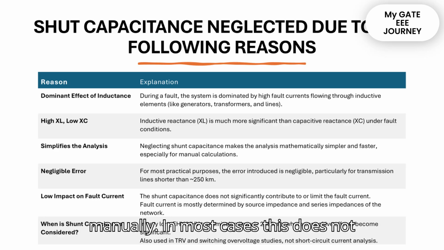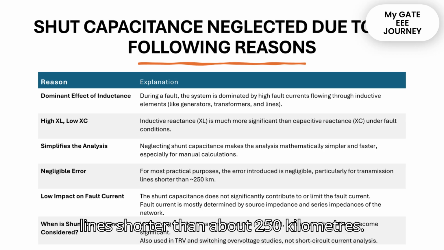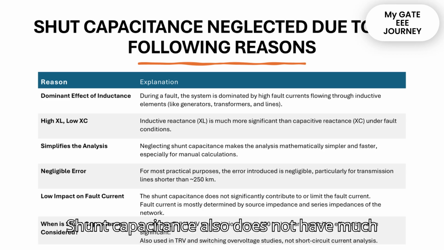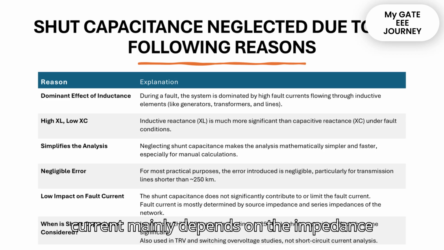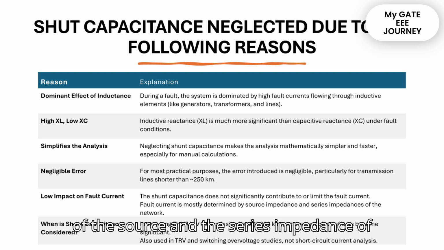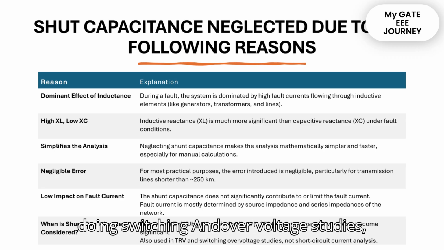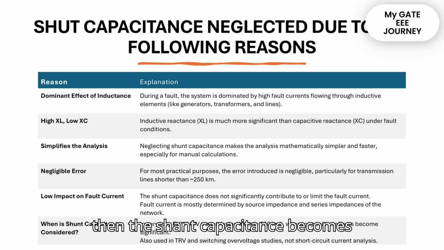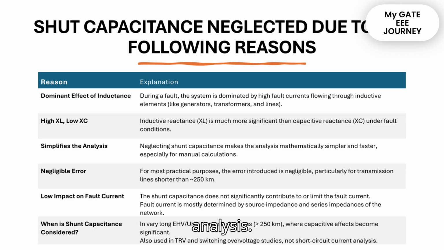calculations manually. In most cases, this does not create much error because the effect of capacitance is very small, especially in lines shorter than about 250 kilometers. Shunt capacitance also does not have much impact on fault current itself. The fault current mainly depends on the impedance of the source and the series impedance of the line. However, if we are studying very long transmission lines, let us take around 250 kilometers or more, or doing switching and overvoltage studies, then the shunt capacitance becomes important and should be included in the analysis.